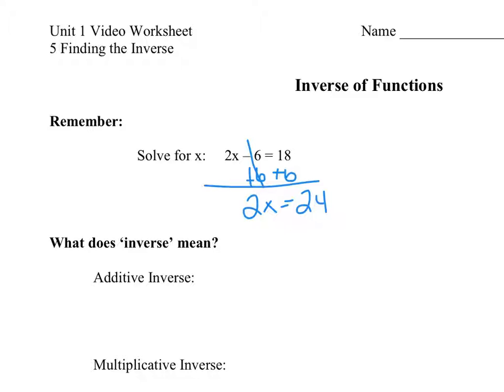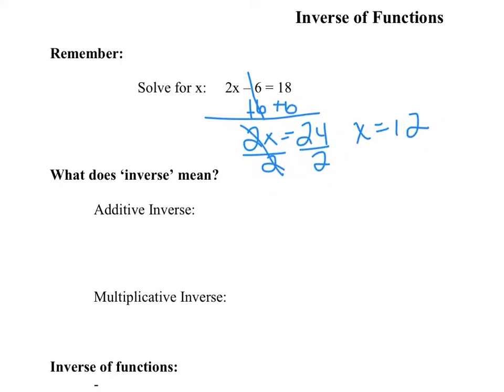Now the 2 here is 2 times x, and that equals 24. So if 2 times x is 24, then dividing by 2 will unwind it and get rid of it, and we'd be left with x is 12. So that's how we use inverses in our everyday lives, because I know you wonder.